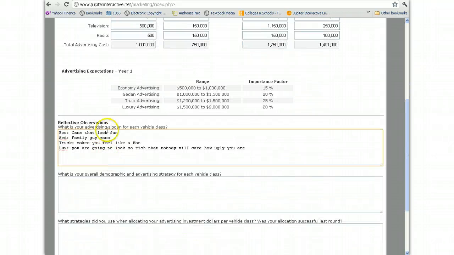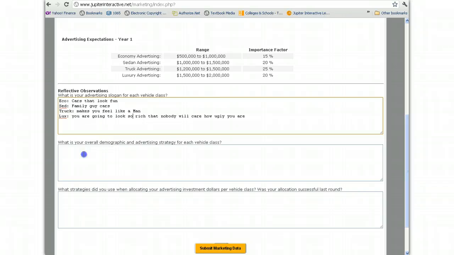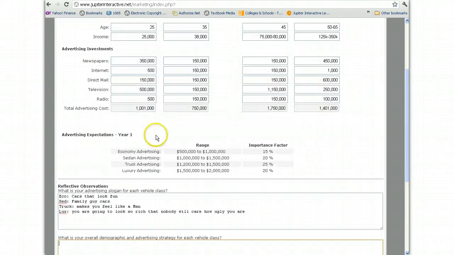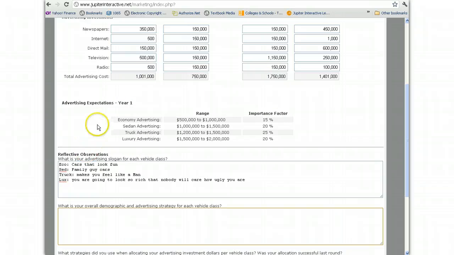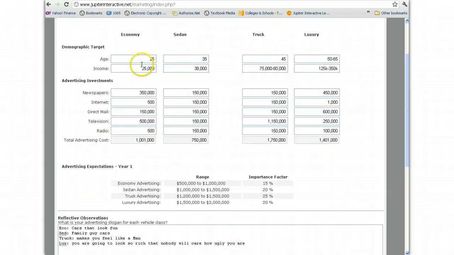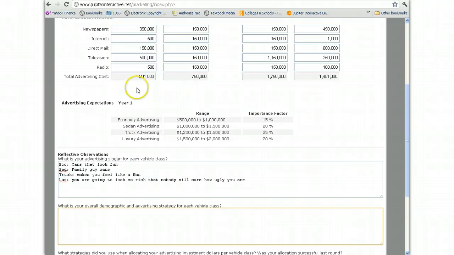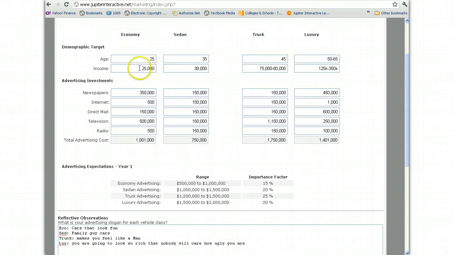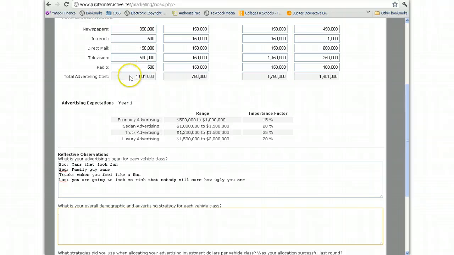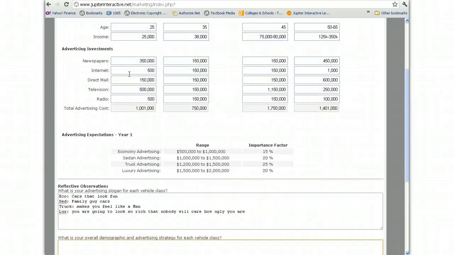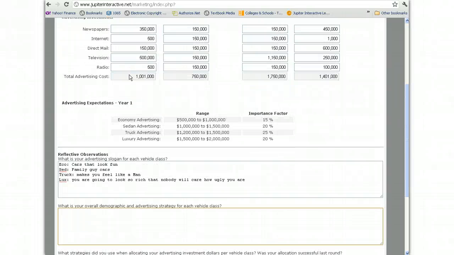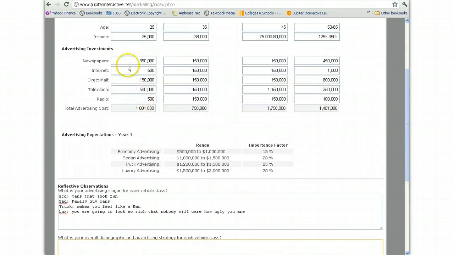What kind of slogans would you make for each of your vehicle classes? What is your overall demographic and advertising strategy per car? So if I was going to type this up for the economy class car, I'd say my demographic is mid-20-year-olds with an income of about $25,000. My advertising strategy would be to develop a car that looks fun, that would be attractive to this age bracket, and affordable, so people in this income range would be able to buy a new car. So I'd write up a whole advertising strategy as to how, and reflect it too.